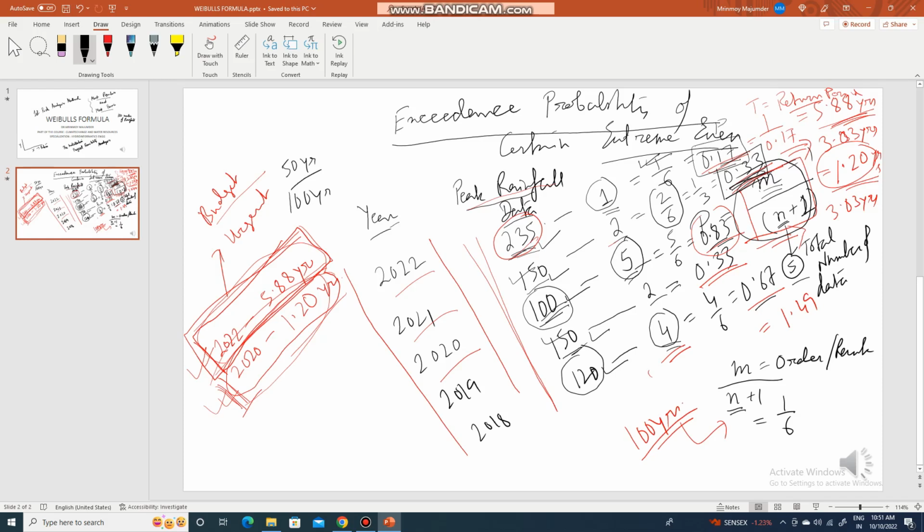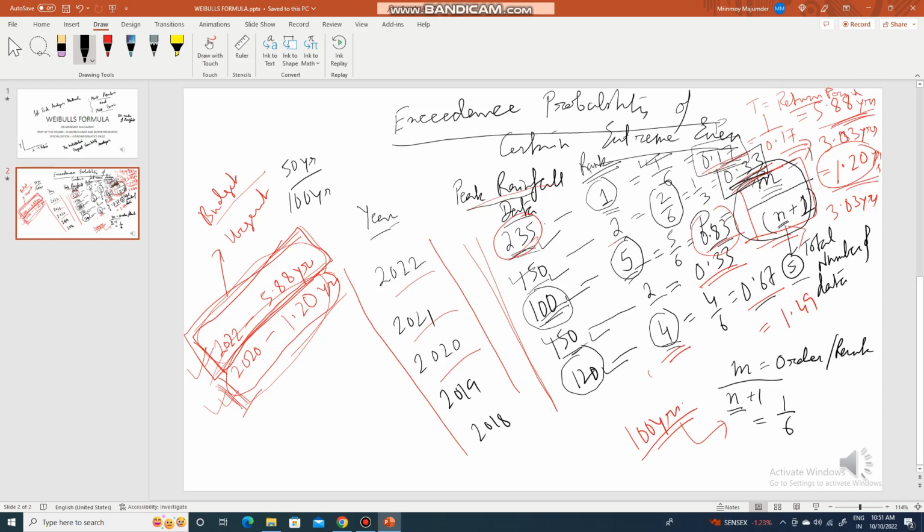Now you see here I have not shown the arrangement as per the descending order of magnitude, but I have shown the order assigned to them. So this is the rank or order assigned to them. After getting the probability, you inverse those probabilities and you will get the return period.